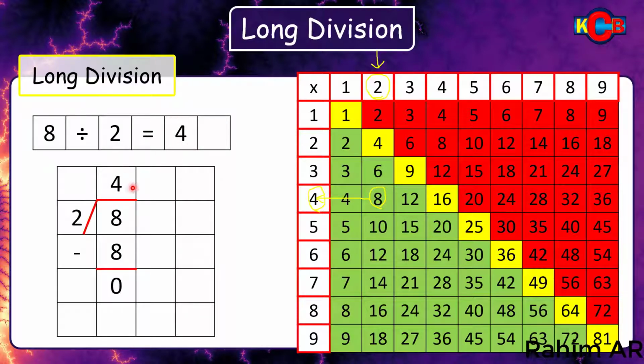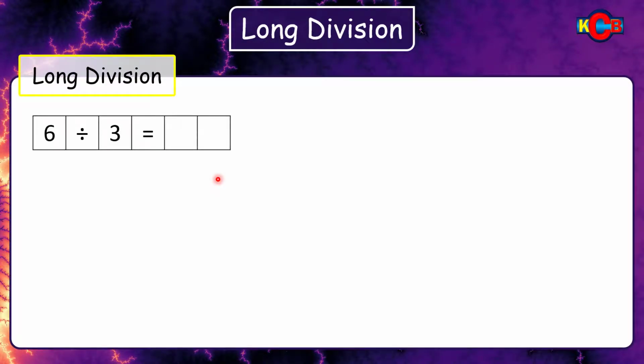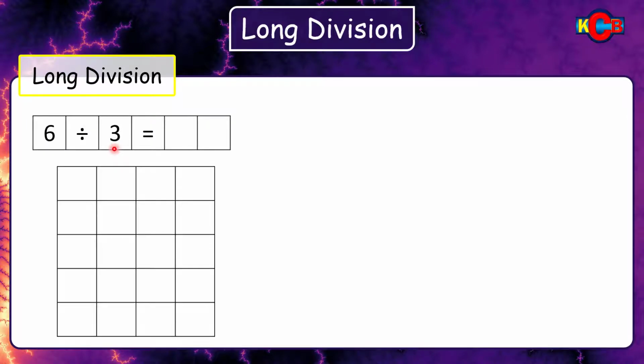This is the area for answer. Okay, we go to the next example. 6 divided by 3. Again, we are using the long division method. First, write down the dividend, 6. This is the dividend, 6. Write it down here, 6.